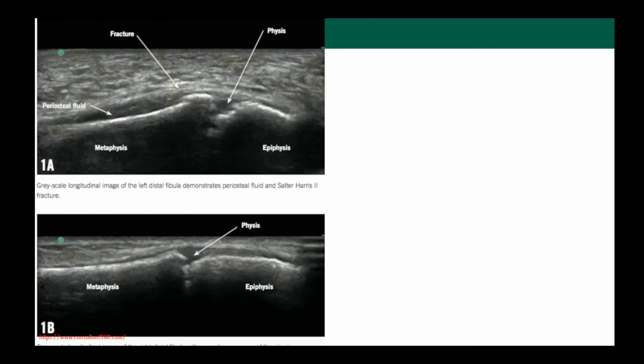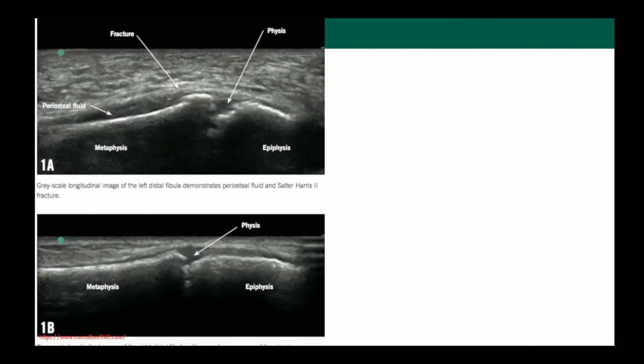You ultrasound this young fella. You start with his right leg, which you see here, and you see a normal lateral malleolus here, right? Here's the physis. Here's the metaphysis, the epiphysis. There's no fluid collection along the soft tissue here. Then you come back to the fractured side and you look at the same thing. You see the metaphysis, the epiphysis. You see a cortical irregularity here, which you suspect is a fracture.